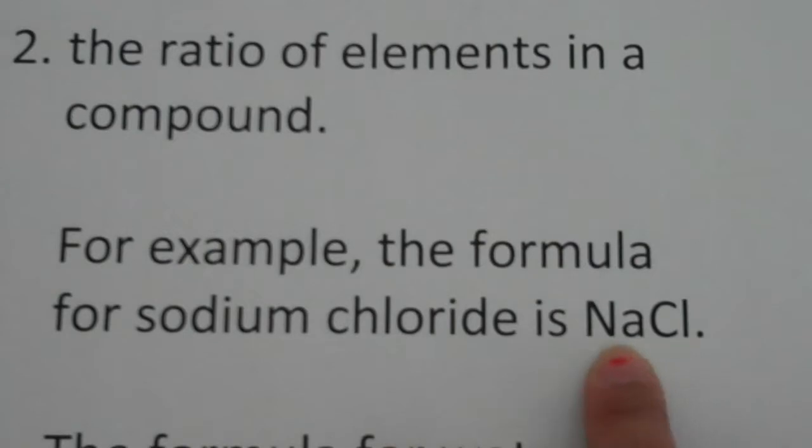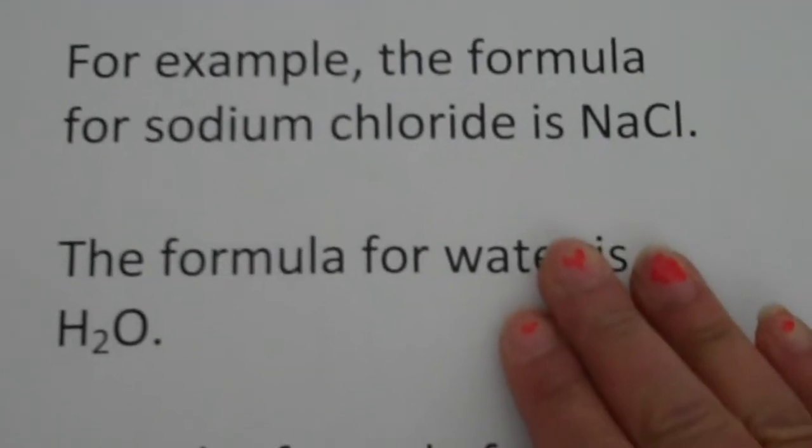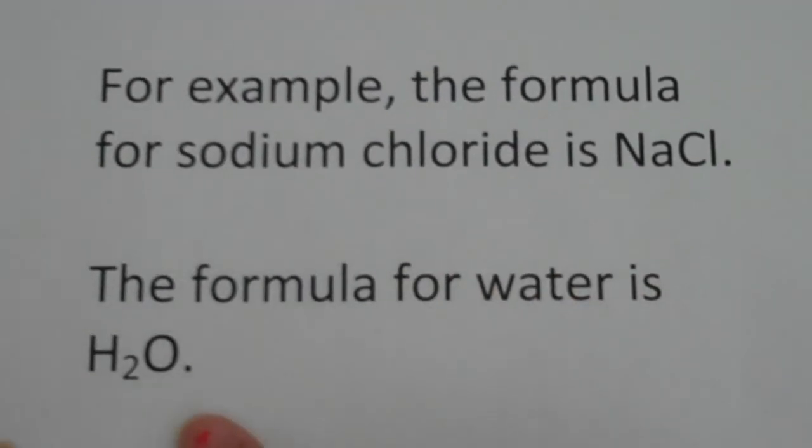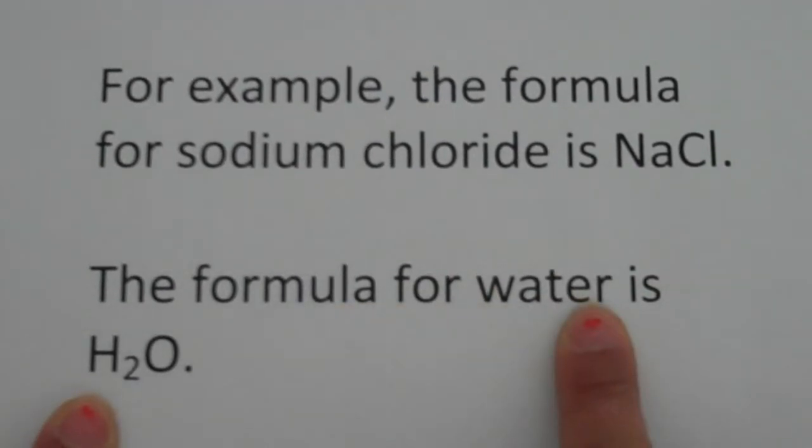So in this case, since there isn't a number, that is understood to be a 1-to-1 ratio. You never write the number ones. But here's a formula where we are writing a number. So for example, the formula for water is H2O. So for this ratio, there's 2 hydrogens. The number is right next to the hydrogen, with 1 oxygen. Again, we don't write the number 1.